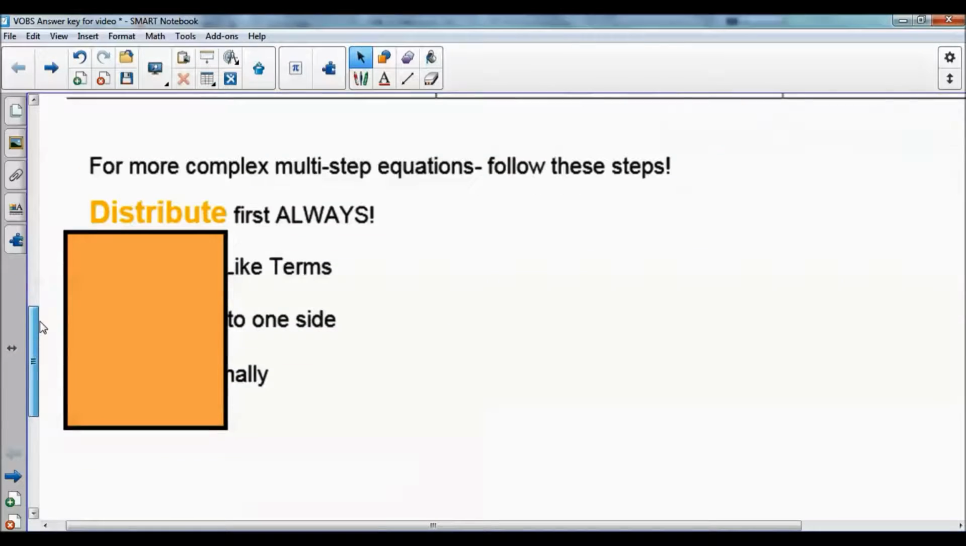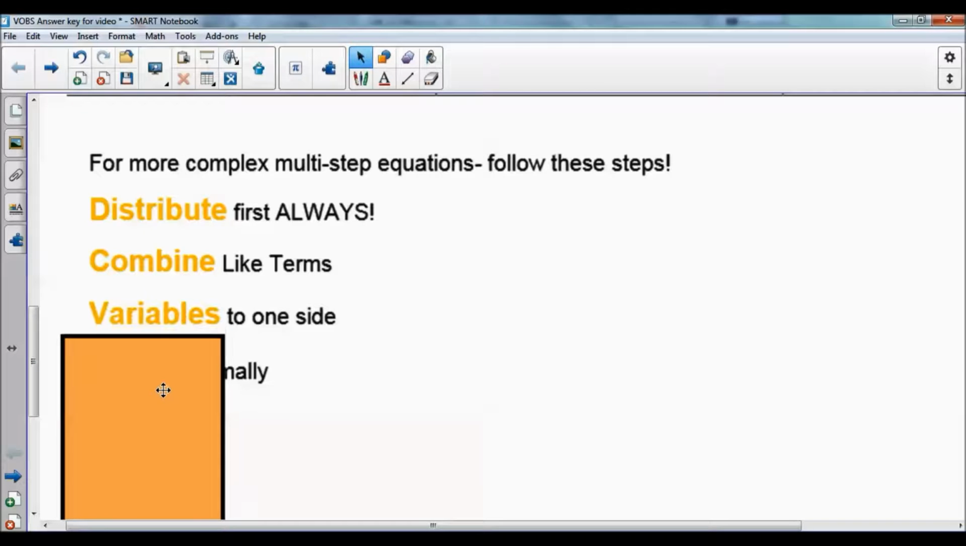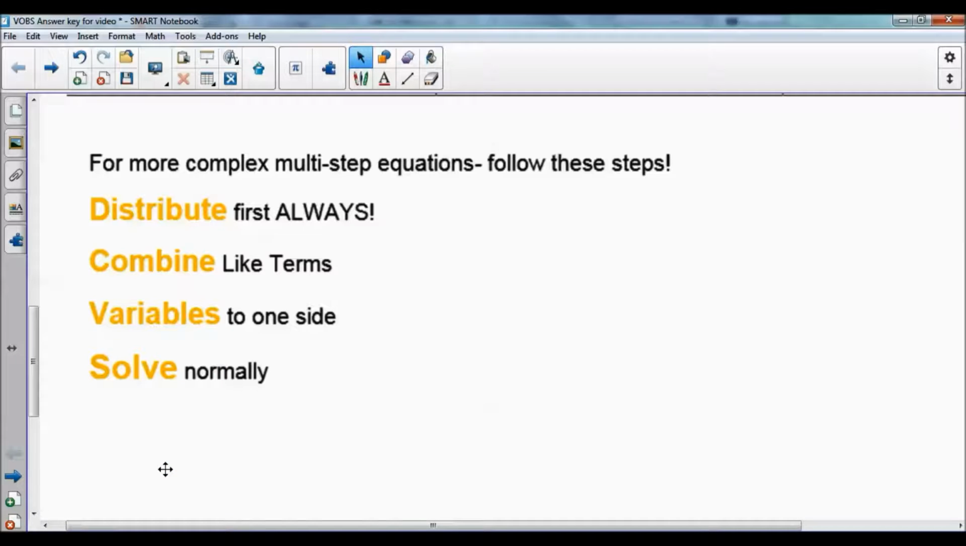Then you're going to combine like terms. Sometimes you're combining like terms that have variables and sometimes it's just numbers, but you always want to combine things on one side of your equation to make it easier so that you're not adding and subtracting multiple times. Then you're going to get all your variables to one side of your equation. It doesn't matter which side, it could be the left or the right as long as they're all together on one side. And then after that you're just going to solve like you were doing with one or two step equations depending on how complex the equations were. So distribute, combine like terms, move variables to one side, and then you're going to solve.